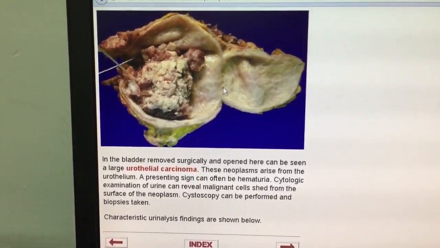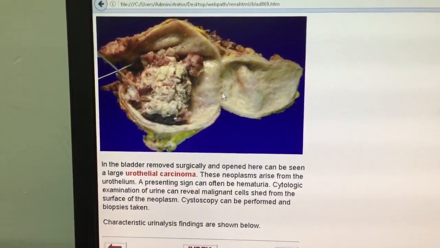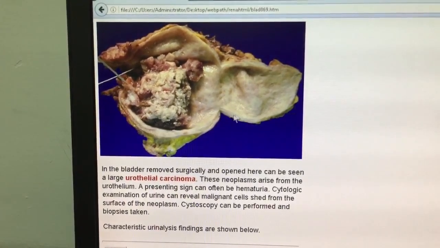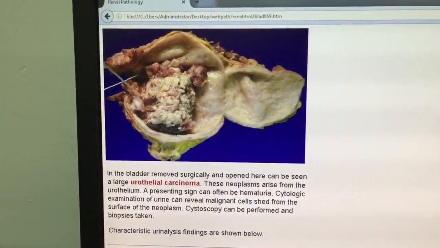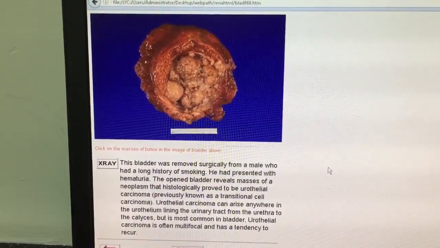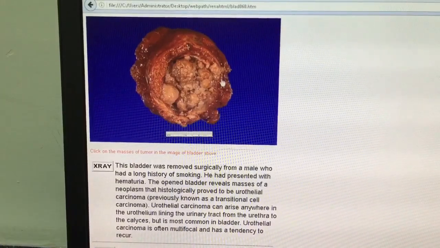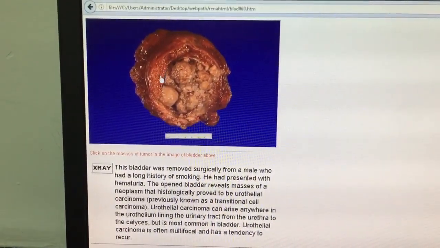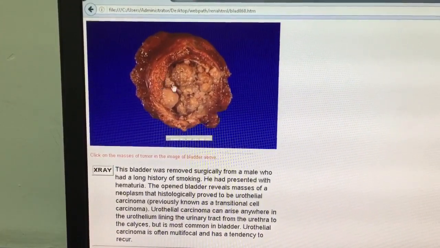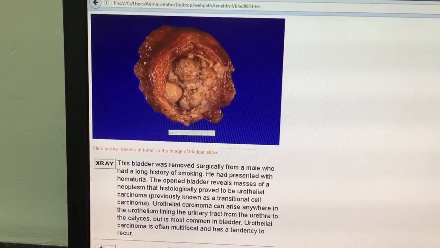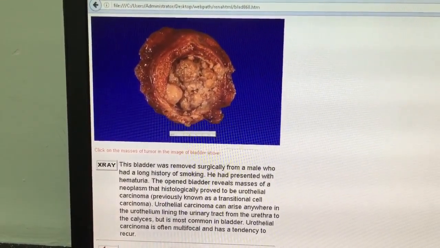It can be seen by cystoscopy, and after biopsy examination, the diagnosis of urothelial carcinoma might be confirmed. This is another example of papillary urothelial carcinoma filling the entire lumen of the urinary bladder. As you know, urothelial carcinoma is associated with smoking.